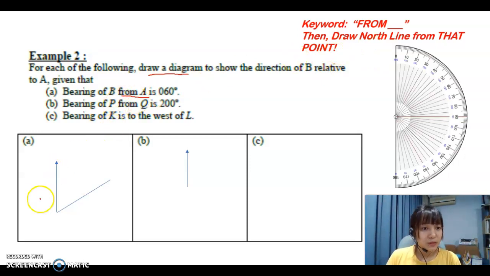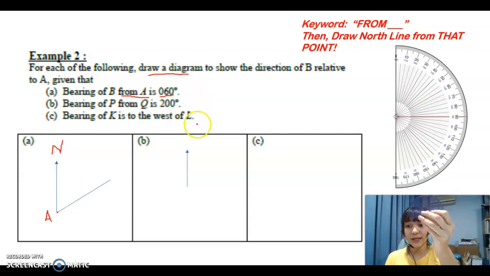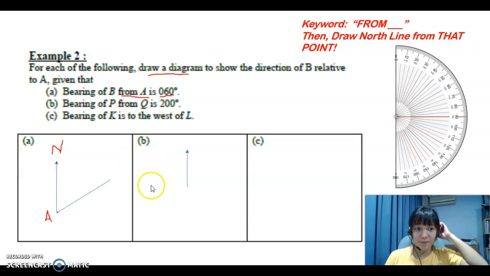Okay? So imagine, let's say you are standing here, this is your A. From this standing point, you have to know your north. This is your north line. And then your bearing of B, where is it? They tell you it's 60 degrees. So now you have to make use of your protractor. So how do you play around with it?